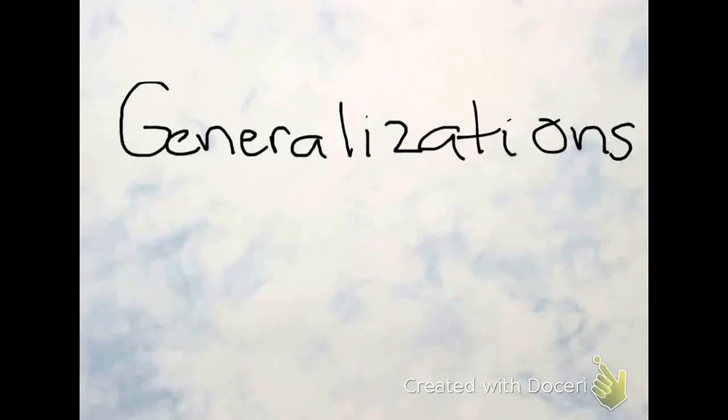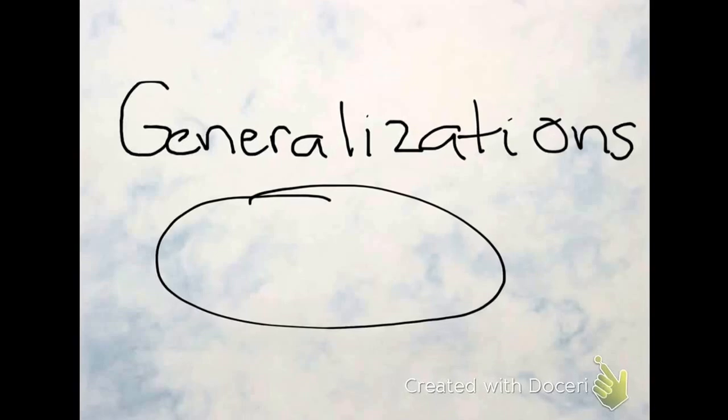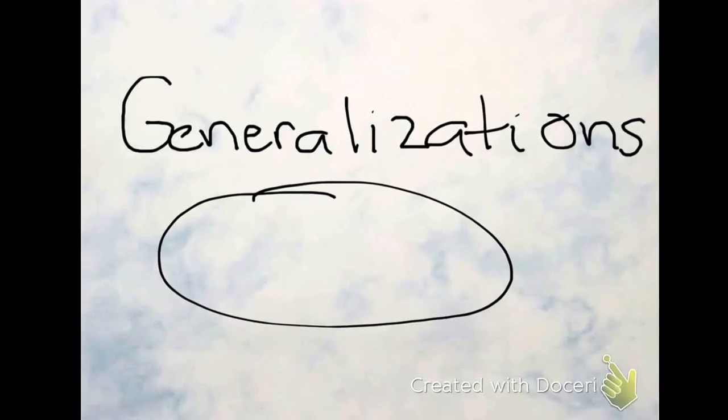Today we're going to talk about generalizations. When you make a generalization, you're talking about a statement that applies to everything that is in a set or a group. A generalization can be true or it can be untrue. It can be correct or incorrect.